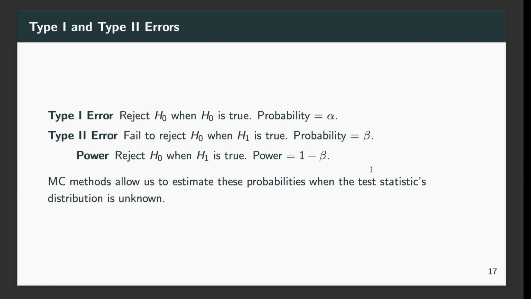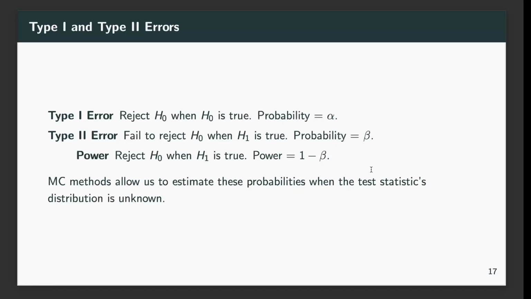The classical hypothesis testing provides formulas for computing this probability when the test statistic follows a known distribution. But in many real situations, the distribution of the test statistic is unknown, or it might be known only asymptotically, and it depends on some nuisance parameter. So we can use Monte Carlo methods to help us estimate the type 1 error rates, type 2 error rates, and then we can compute the power, all using simulation. And this is very crucial.